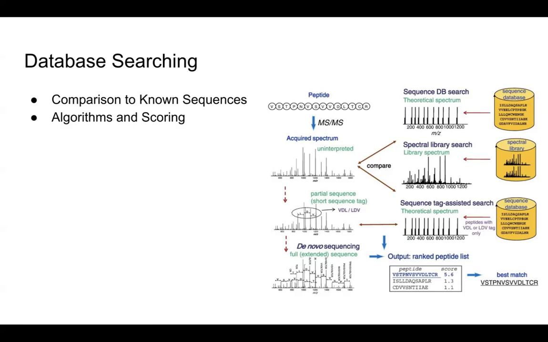Sana umabot sa time. But these are used to score potential matches based on the similarity of the observed fragment ion patterns to theoretical spectra generated from database sequences. These algorithms evaluate factors like the number of matching fragments, mass tolerance, and the overall statistical significance of the match.